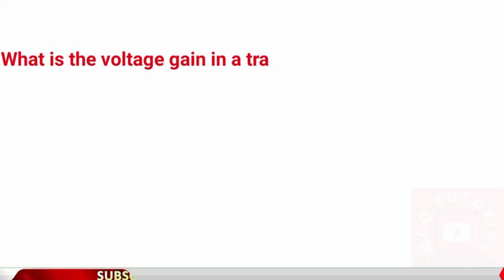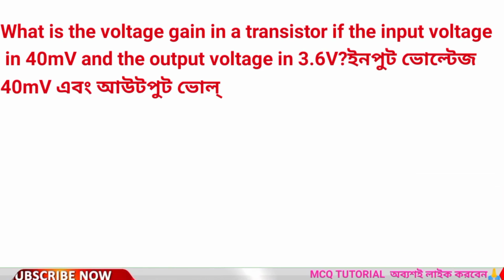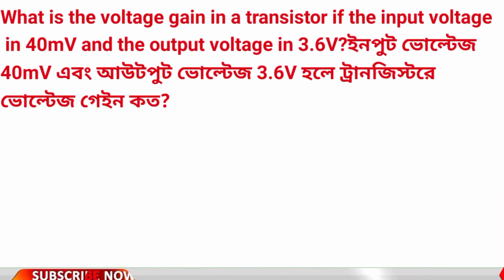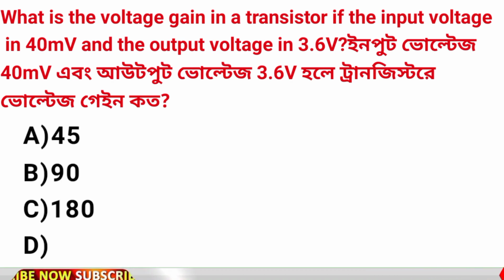What is the voltage gain of a transistor if the input voltage is 40 mV and the output voltage is 3.6 volt? Option A, 45. Option B, 90. Option C, 180. Option D, 270.